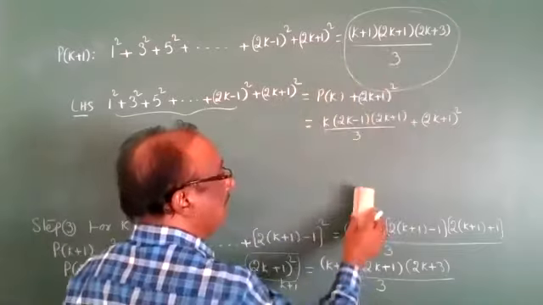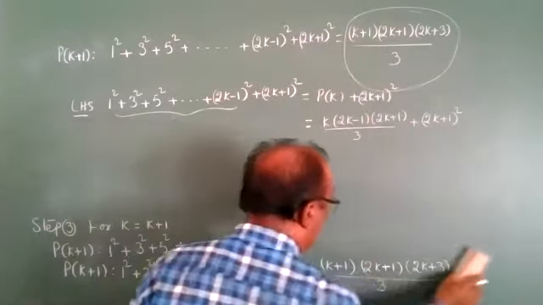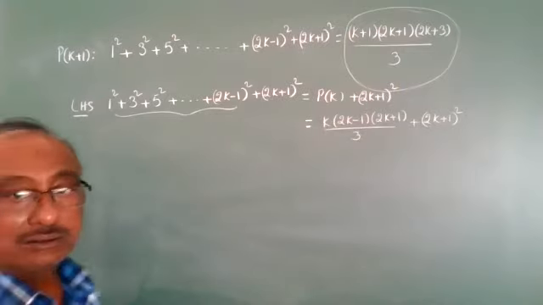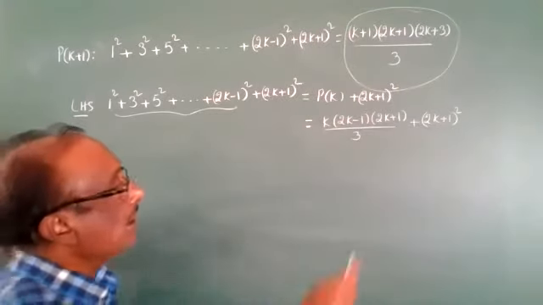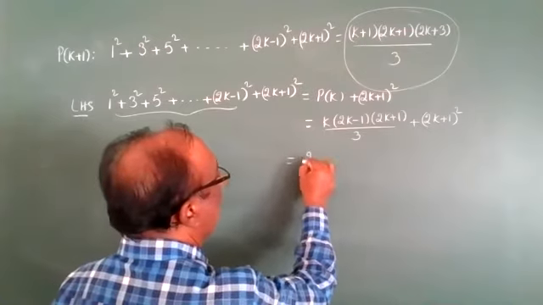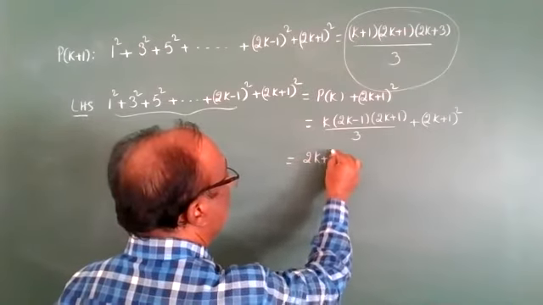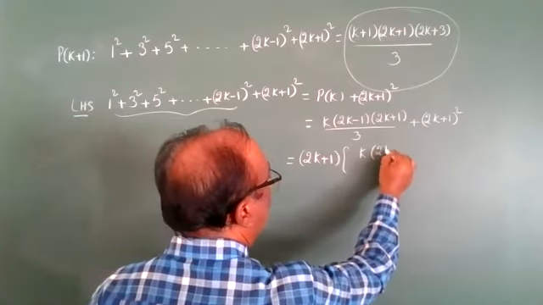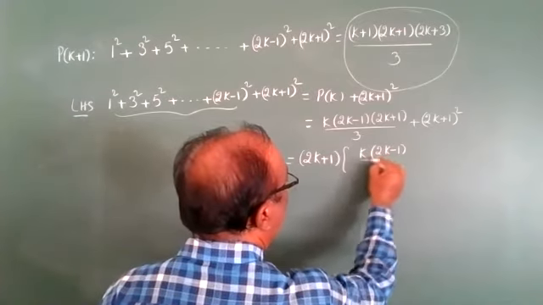Circle the answer. You can observe the right hand side: are we getting the same answer or not? First, we take 2k plus 1 common. What remains is k into (2k minus 1) upon 3.